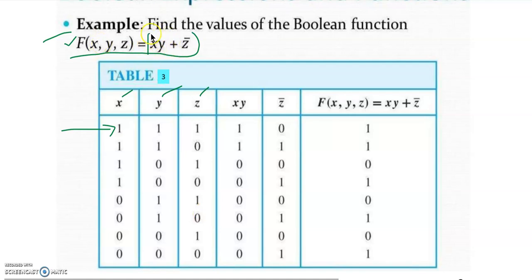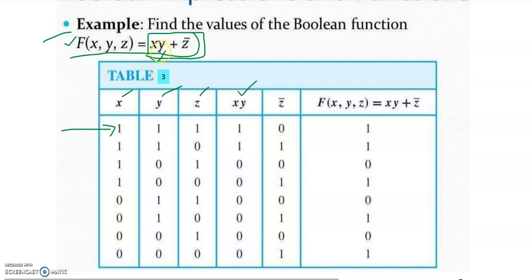This is the total expression, but here the first part is xy, which means you have to do the product of these two possibilities, these two tuples. So 1 multiply 1 is 1, 1 multiply 1 is 1, 1 multiply 0 is 0, 1 multiply 0 is 0, then 0 multiply 1 is 0, 0 multiply 1 is 0, 0 0 0, 0 0 0. Like that you can fill. Actually this is very simple. The first value xy is calculated.